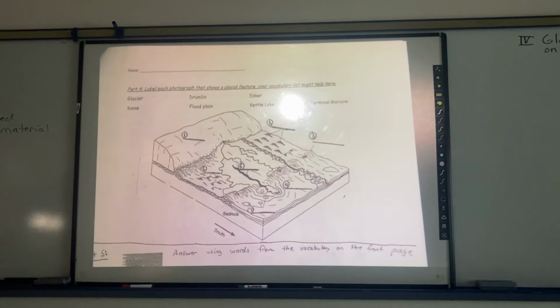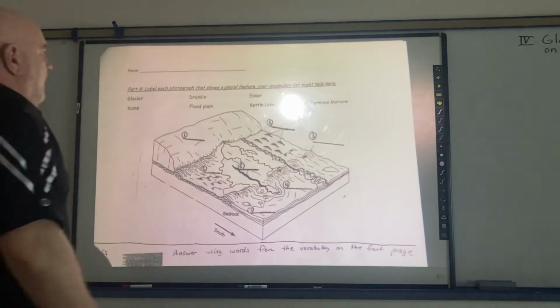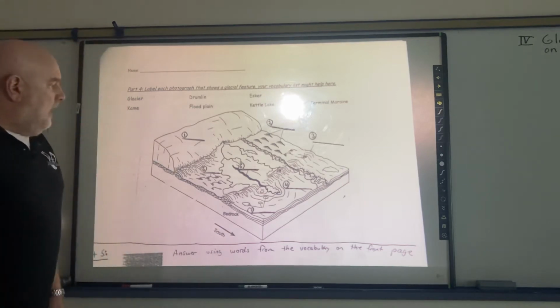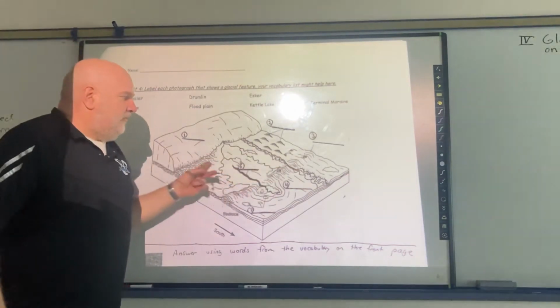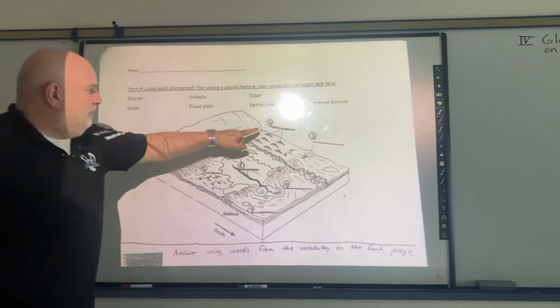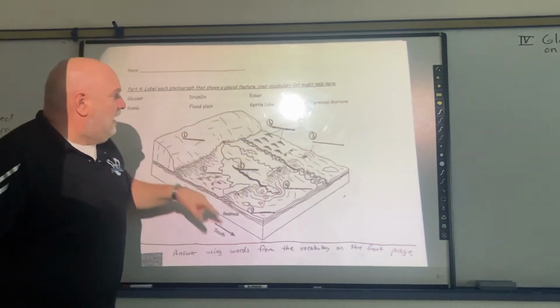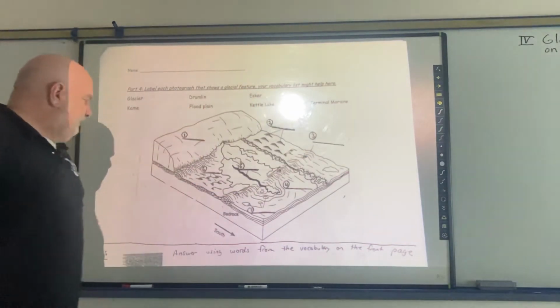All right, here, these are a bunch of features that you'll find at the edge of a glacier. This is the same diagram that's from your notes, so basically you just have to label what features are what from that word bank.